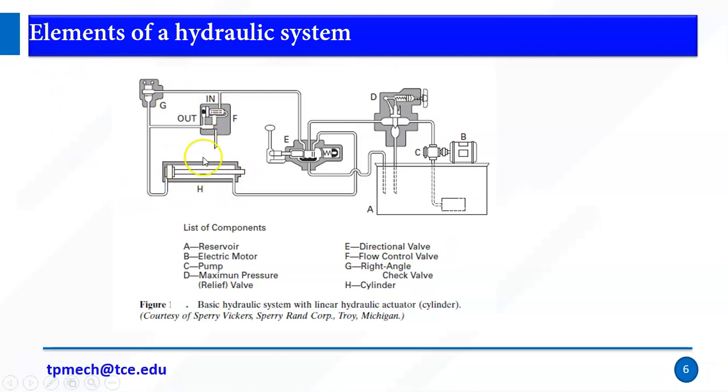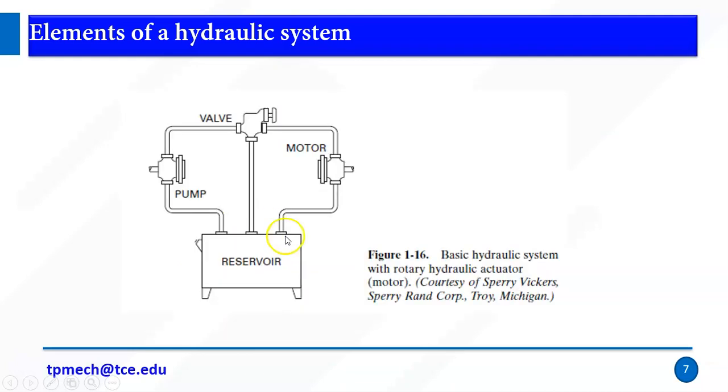It is an actuator. The cylinder comes with the piston. It will move linearly, so it's a linear actuator. These are the hydraulic elements, right? The second one is a rotary actuator. Here also we have a reservoir and a pump. The pump is connected with the motor, and we have valves, and it is connected to the rotary actuators called motors.